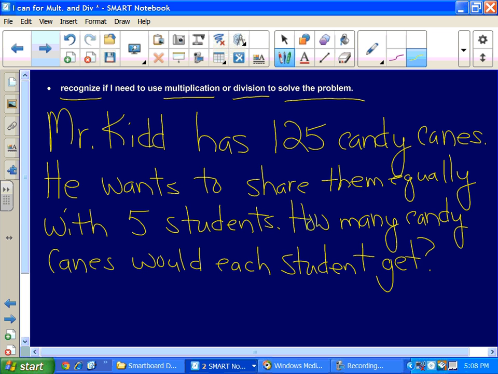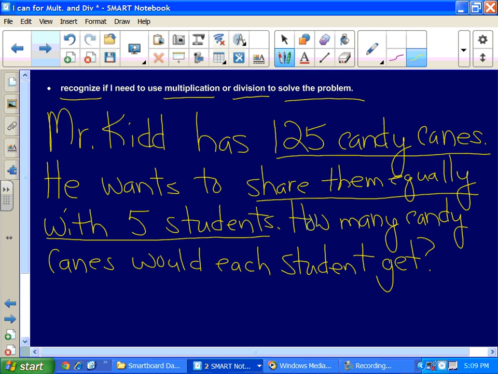All right. What is the information? We want to understand the problem. I have a total of 125 candy canes. I want to share them equally with 5 students. And what I'm looking for is how many candy canes would each student get? Well, I have my total amount of what I want to share. I know the number of groups I want to put them in, 5. So what is it that I'm missing? I'm missing how many ends up in each of those students' hands for those groups.